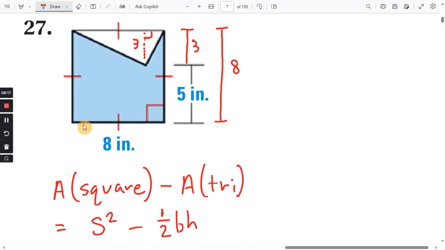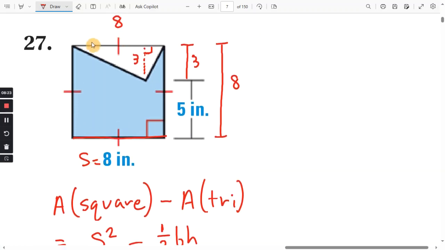The sides of the square are easy. We can see each side is 8. All right, and the base of the triangle is this right here. That's your base B, and the height of the triangle is this right here. That's your height H.